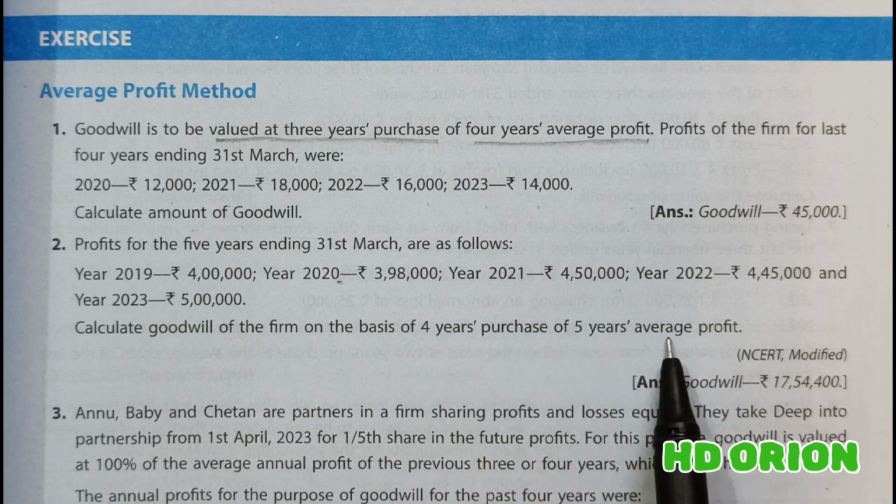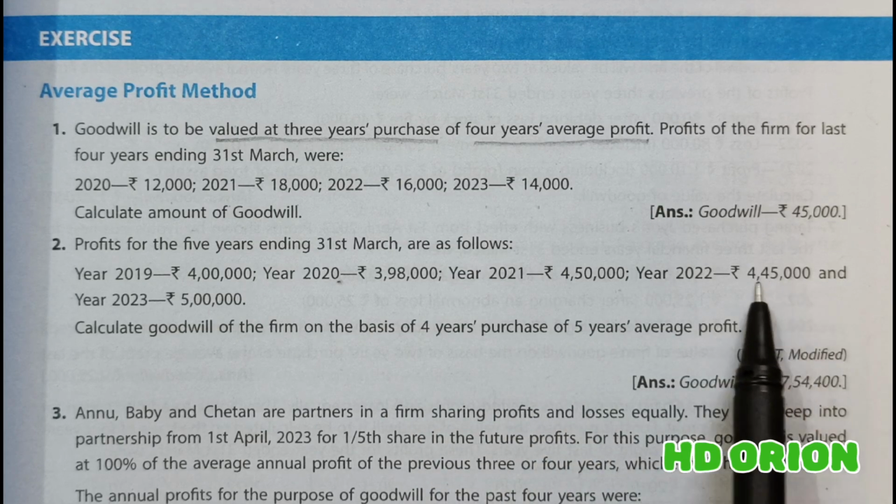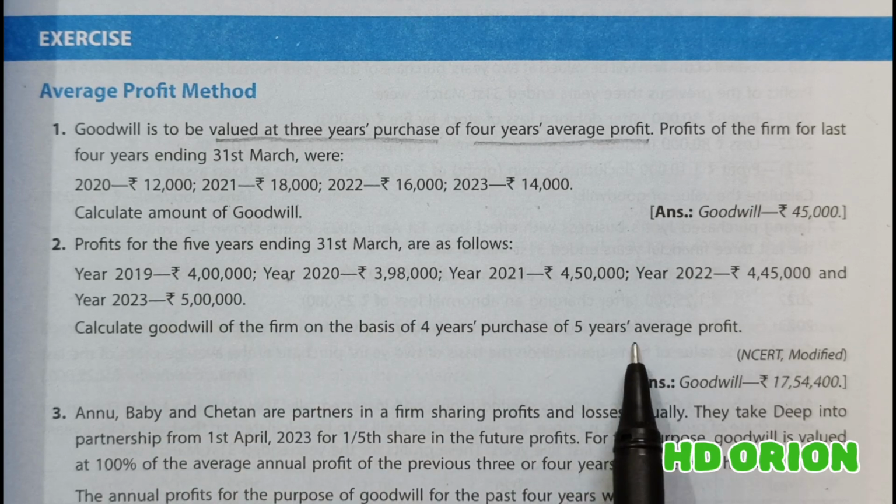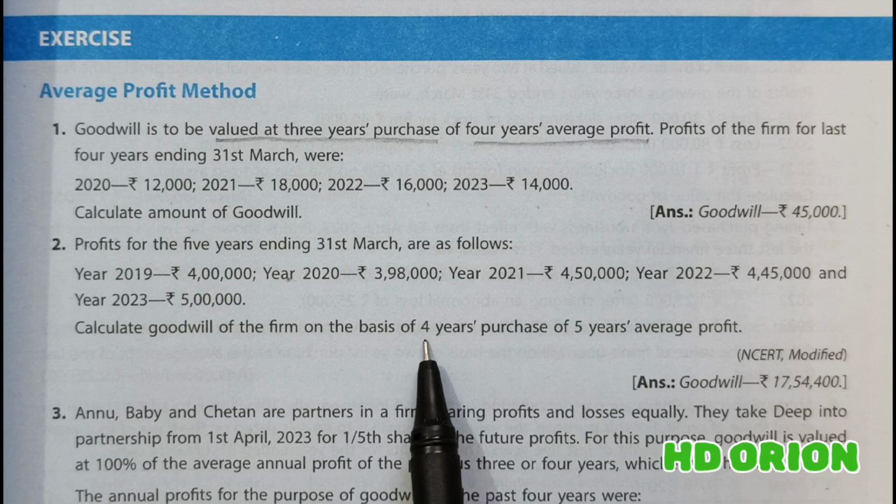Now the clue is here. 5 years average profit. So 5 years profits are given to us. Based on this we will calculate the average of it and then we will multiply it by 4, because the same average profit is expected in the next 4 years by the firm. Let us calculate.